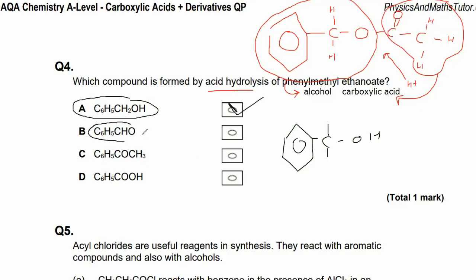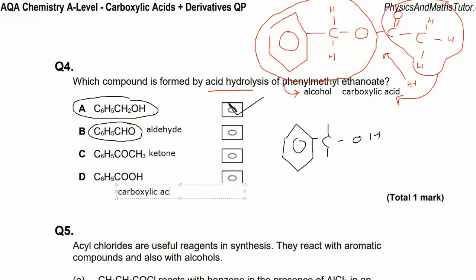But let me go through the others for you. You've got one here, this is an aldehyde, so a benzene ring with a CHO on it. Now we've got a ketone, a benzene ring with a carbonyl group in between the methyl group and the benzene ring. So that's not going to form when you break up a phenylmethyl ethanoate, or a phenyl ester or whatever we want to call it.